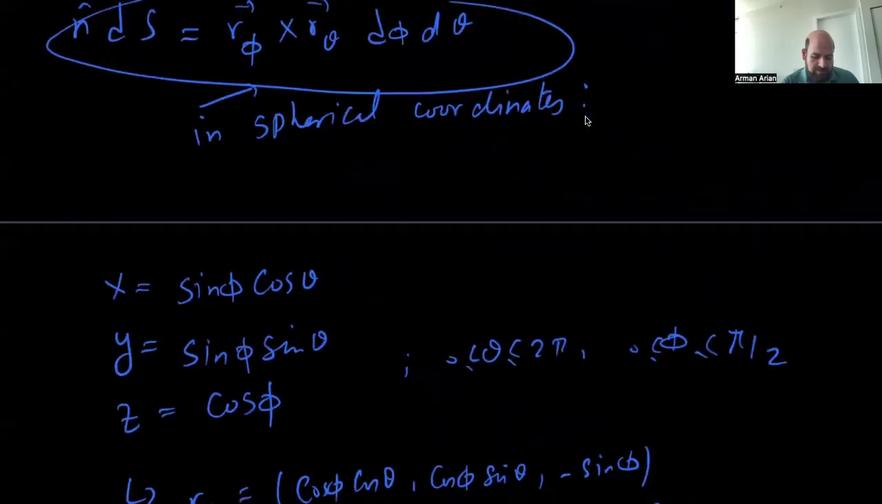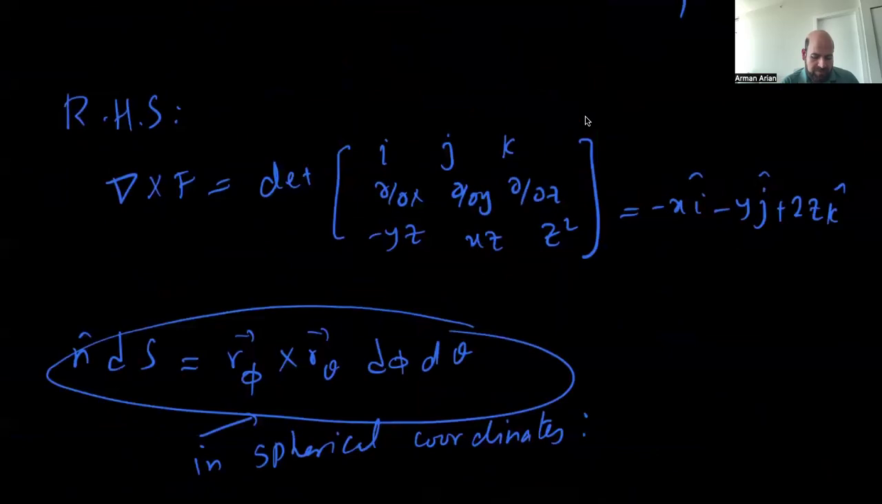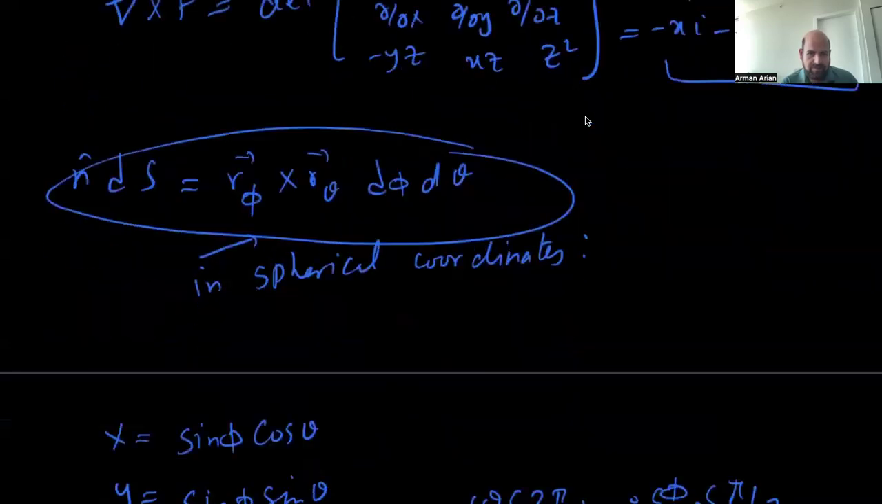And what was curl of f? Now we have to do curl of f dot n dS. This was curl of f. We can write curl of f in terms of x, y, z, because we know the values of x, y, z. We can substitute them. So what do we get? So curl of f.